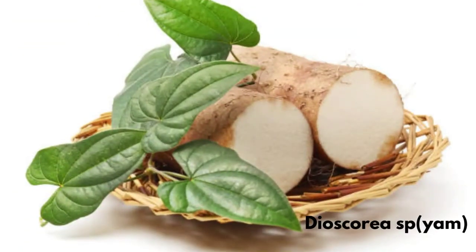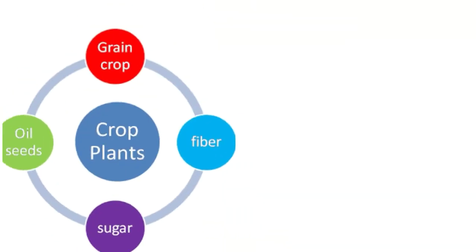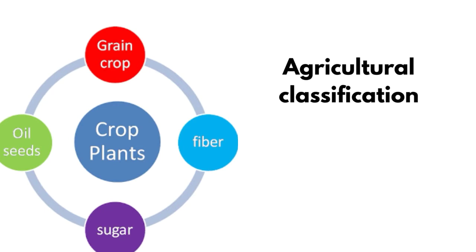Another example we have is Dioscorea alata. Why we say Dioscorea sp is because we have Dioscorea species, because we have different species of yam, but yam is a dicot. Now, the second way of classifying plants we're going to look at is agricultural classification.